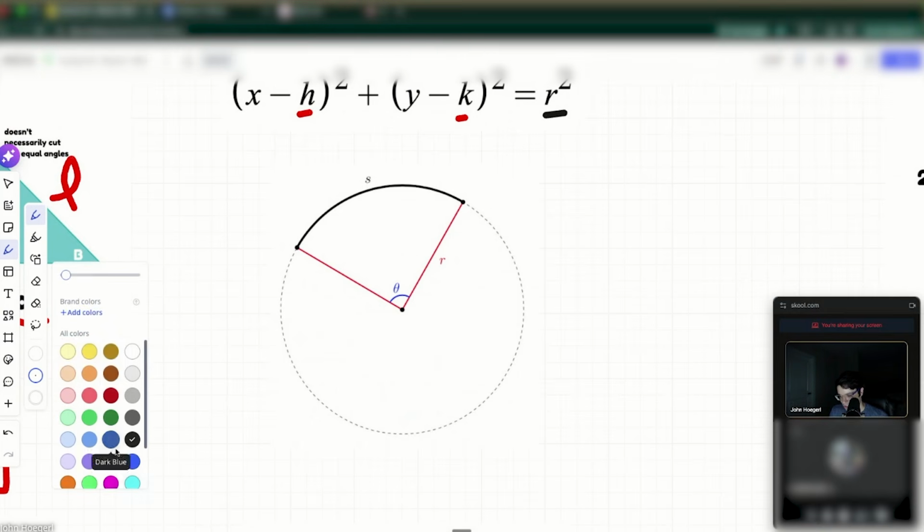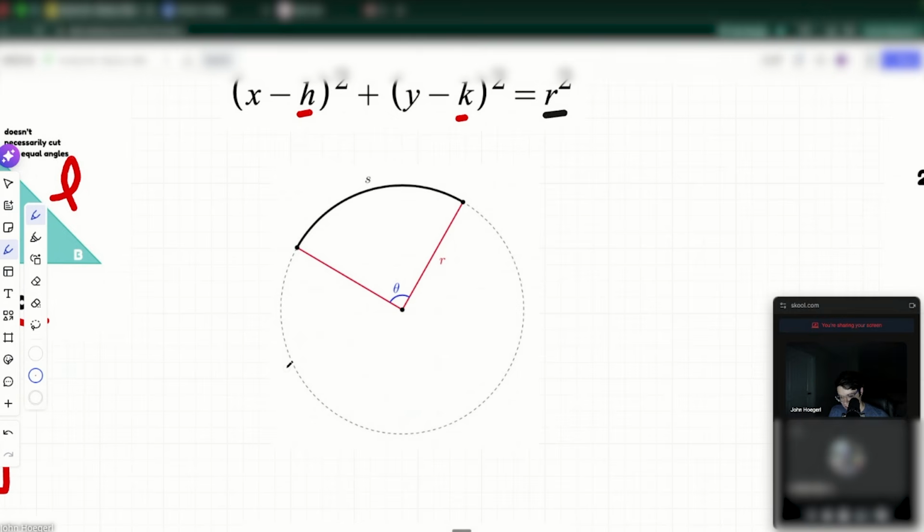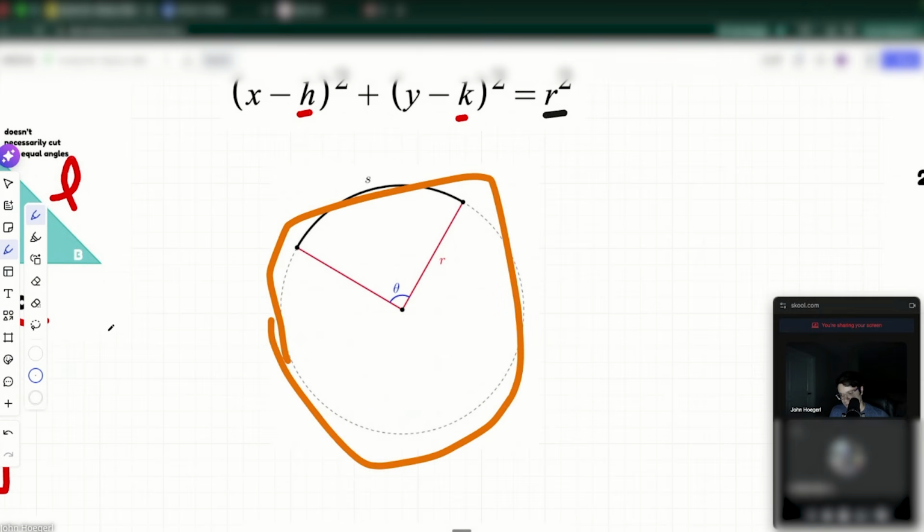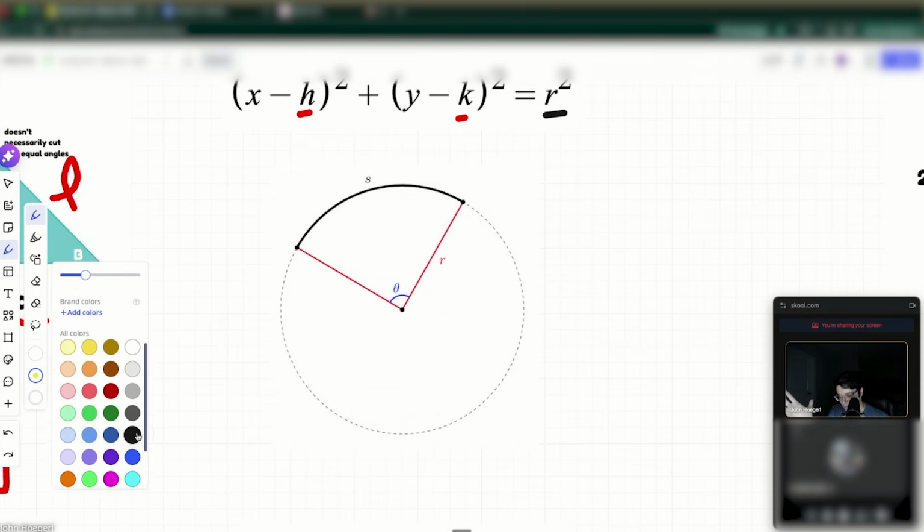Let me see if I can actually make this look more like a pizza. Say this is the crust. Yeah. Okay, actually, I'm just going to give up on that. Okay, so let's say this is a pizza.